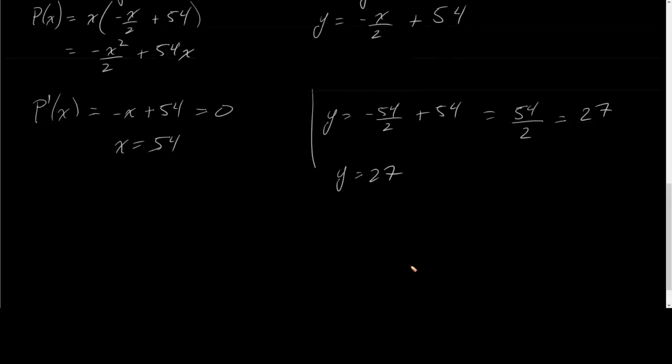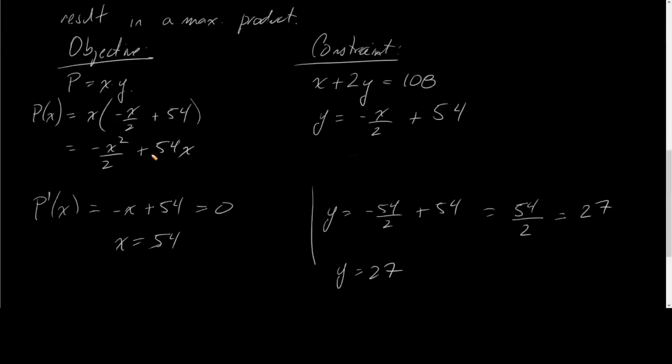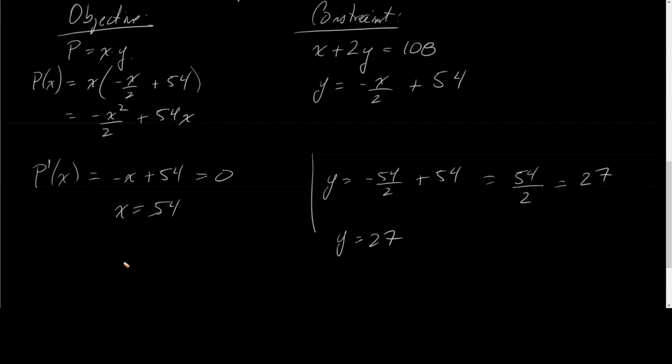So now we've got the two values, right? And we can verify that this actually holds as far as their sum, right? Because the first number, 54, plus twice the second number, 27. Well, 2 times 27 is 54. 54 plus 54 is 108. Good. So it does pass the constraint.